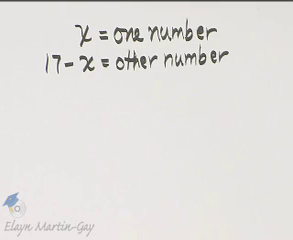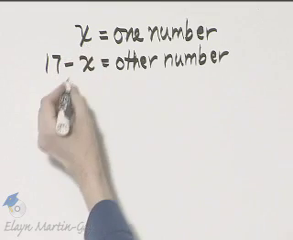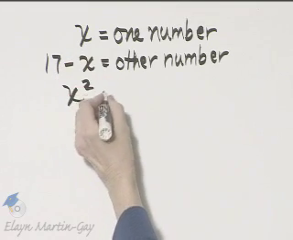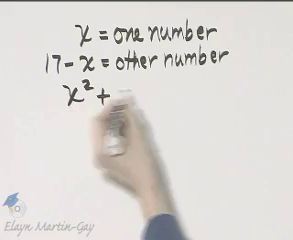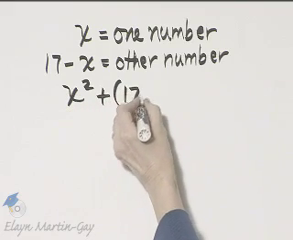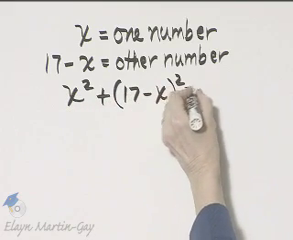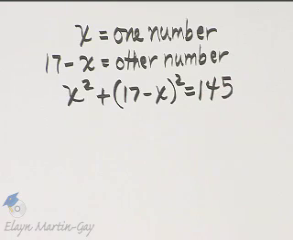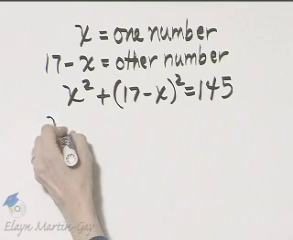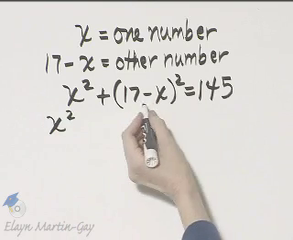To translate to an equation, we're told the sum of their squares is 145. That means this number squared plus, because we're doing the sum of their squares, the other number squared must equal 145. That's how we translate to an equation, and now let's solve that equation, and then we'll interpret what we have. This looks like it's going to be a quadratic equation, so let's go ahead and square this binomial.